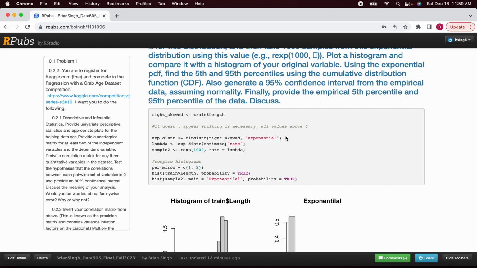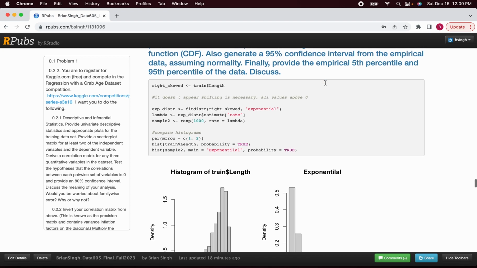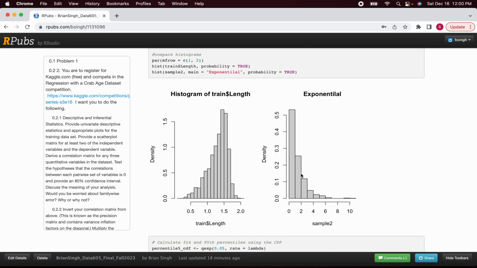So I chose, again, length, and I wanted to assign the skewed variable to its own variable, and passed it through the functions. And then, after doing that, I'm able to extract the lambda, the optimal rate, based on the exponential distribution. And as the problem mentions, randomly generate a sample to take 1,000 samples from the distribution, and then compare the histograms so we can see the probabilities of the exponential.